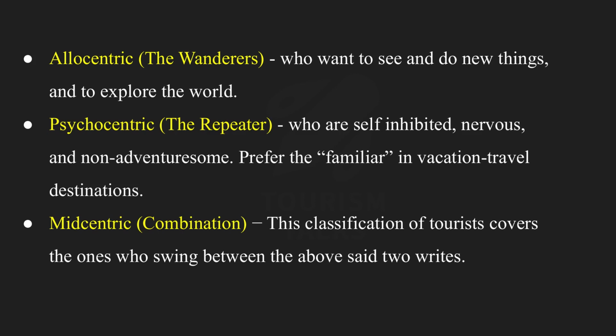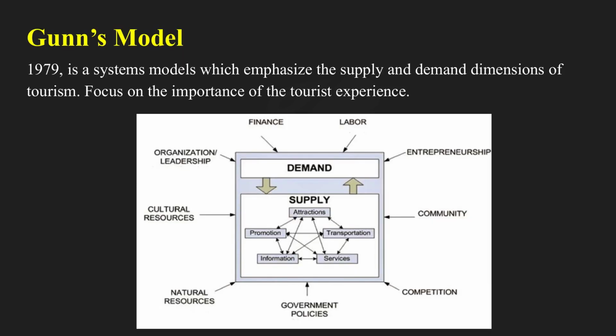Allocentrics are the wanderers, who want to see and do new things, and to explore the world. Psychocentrics are the repeaters, who are self-inhibited, nervous, and non-adventuresome. Prefer the familiar in vacation travel destinations. Mid-centric is a combination of both. This classification of tourists covers the ones who swing between the above 2 types.